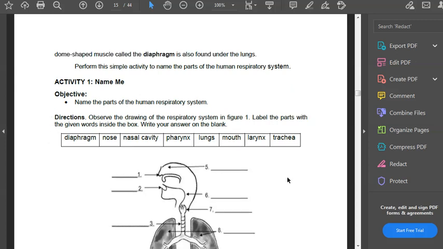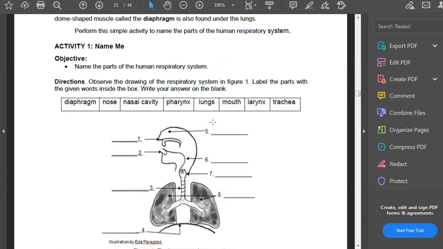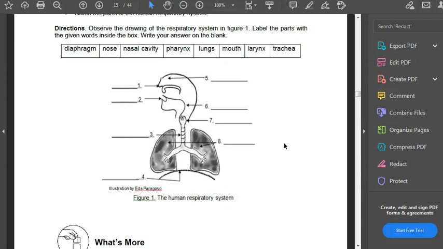Directions: observe the drawing of the respiratory system in figure 1. Label the parts with the given words inside the box. Write your answer on the blank. Okay, so muna siya ang human respiratory system. Piliun na to ang answer dani sa box.